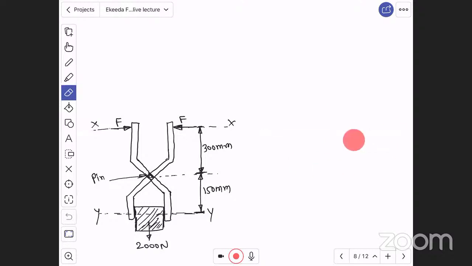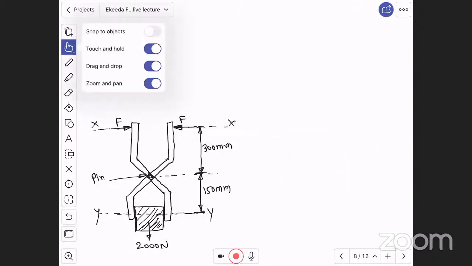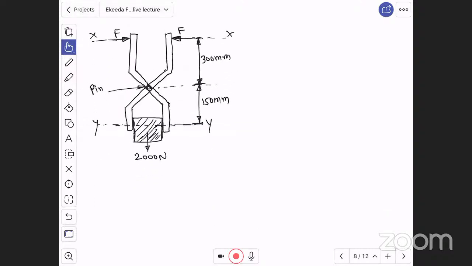Force F is to be calculated. Coefficient of friction is given. Okay, let us solve this question. Very good quality question. Now see, if I apply force F here with coefficient of friction 0.1, what is force F as per this question?